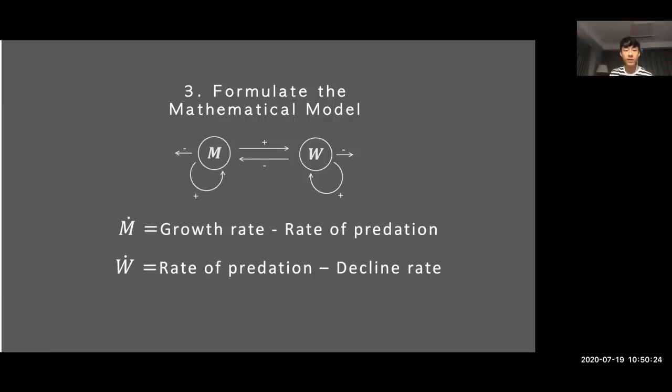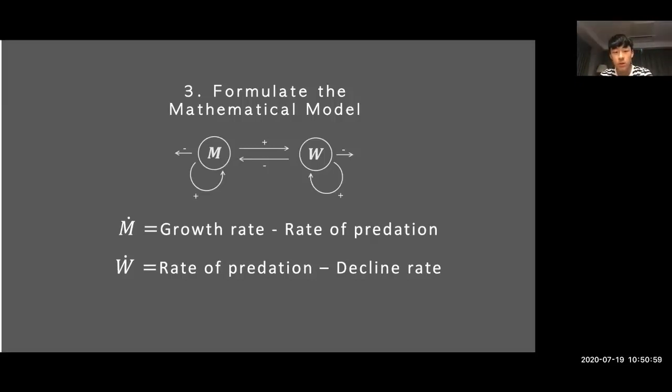Then we get these two systems of equations. First, the rate at which the moose population changes is going to be its growth rate minus the rate of predation, so the rate at which the moose is eaten by the wolf. On the other hand, the rate at which the wolf population changes is going to be the rate of predation minus the decline rate. That is, the rate at which the wolf population increases thanks to eating the moose, minus the rate at which it declines because of just natural death.